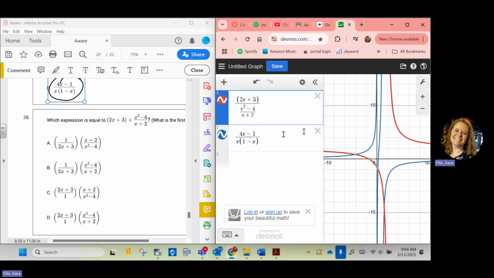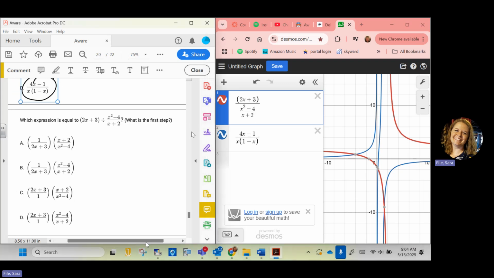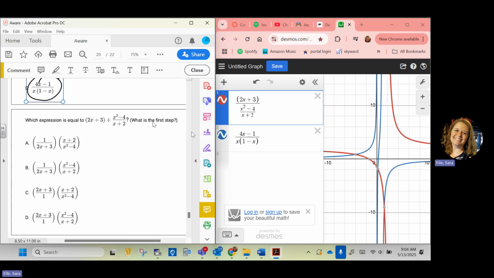Okay, so you've got 2x plus 3 divided by that fraction. Oh, and this one actually is not asking for the solution. This one's asking just for the first step. My bad, I should have finished reading that.